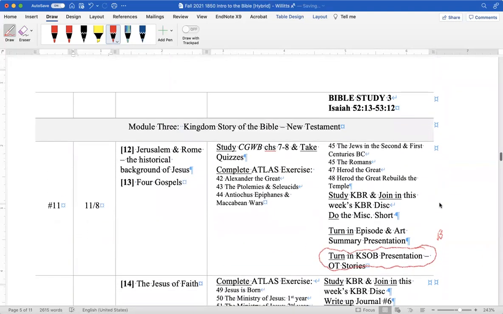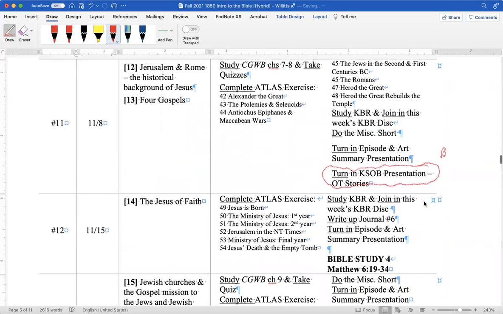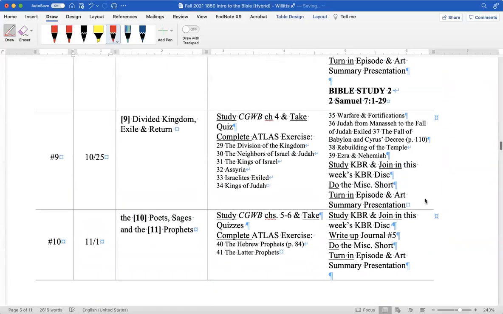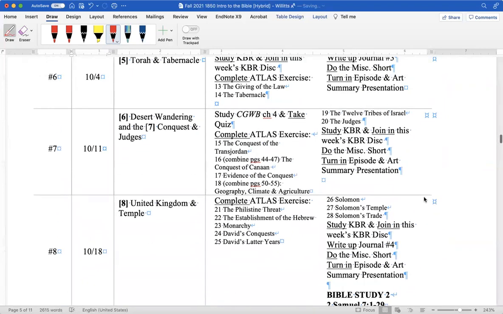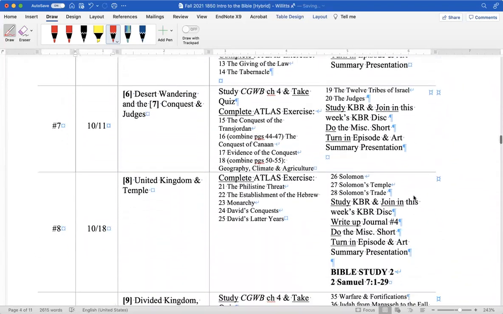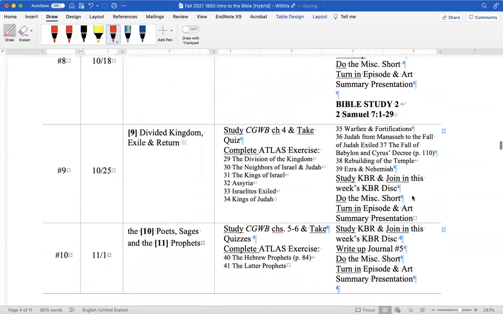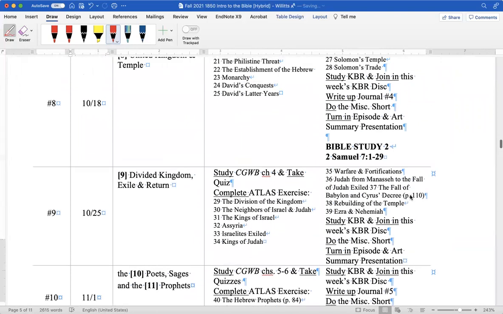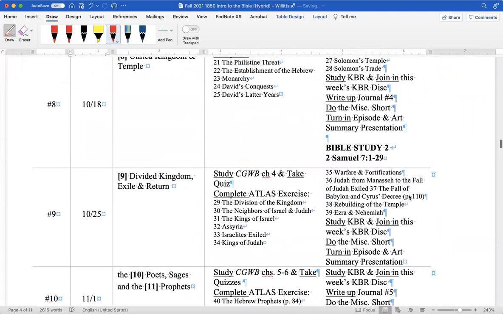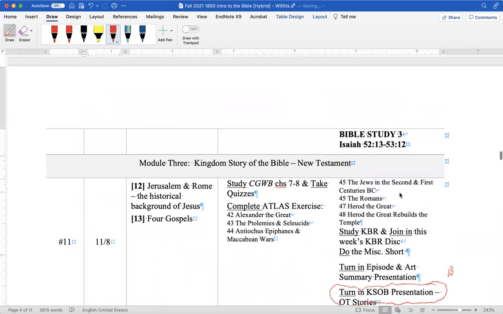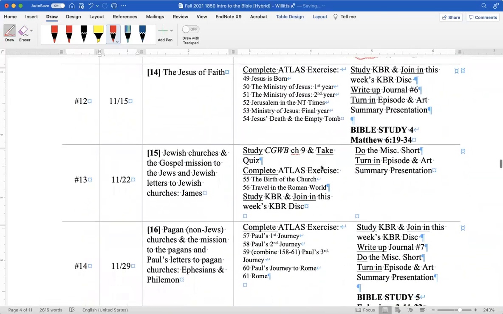Notice that the next Bible study is week 12. And you have probably noticed that since the second Bible study, they come every other week. So come Bible study 2, when you complete that, you'll have a Bible study every other week too. So you basically have 2 weeks to work on the Bible study.